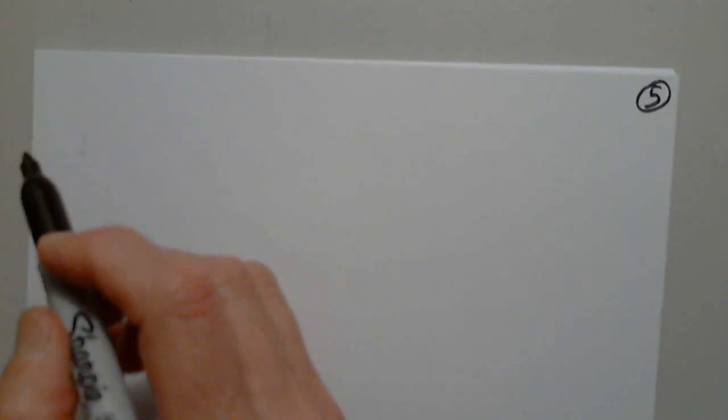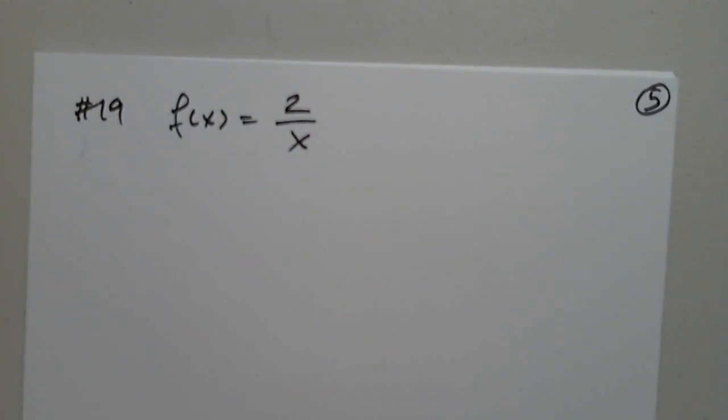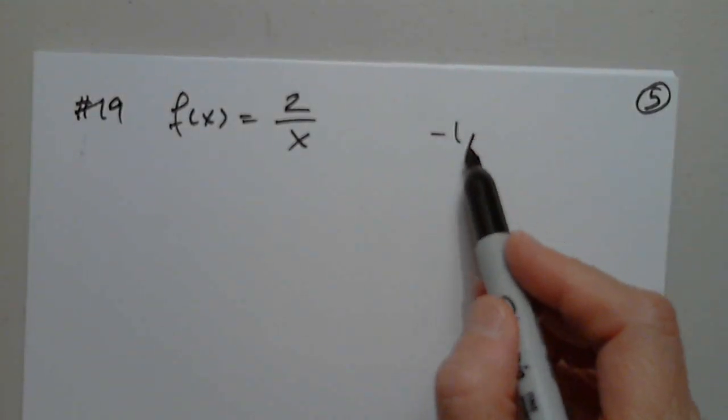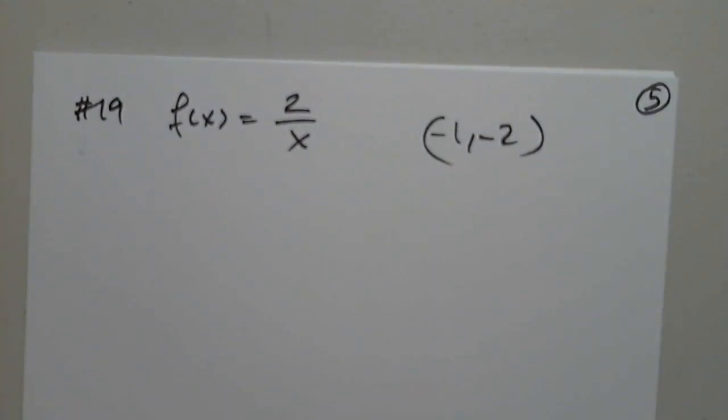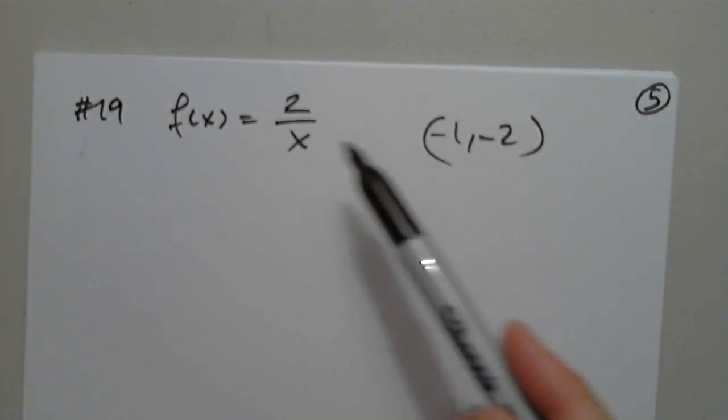Ready? So 19, f of x equals 2 over x. And which point would you like to choose to determine the equation of the line tangent to the graph at 1, 2, at -1, -2, or 100, 0.02? B. B, very good, at -1, -2. Let's see if that's true. Yeah, when I plug in -1, the function value is -2.